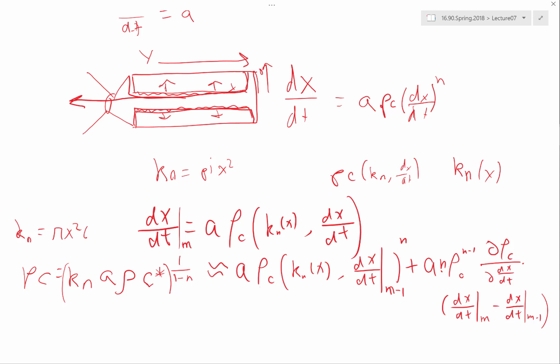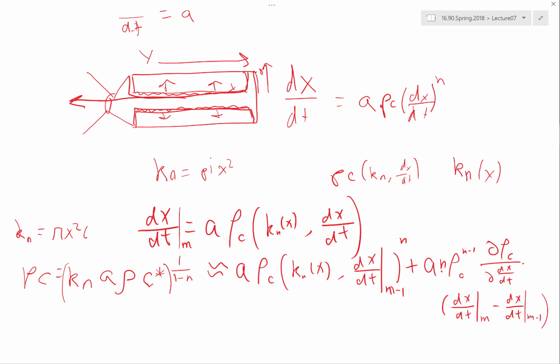So Pc is the burning area times the A value of the propellant times the density of the propellant times the characteristic velocity of the propellant, all to the 1 over 1 minus n power. What is n? N is the same n as before, the burn rate exponent.